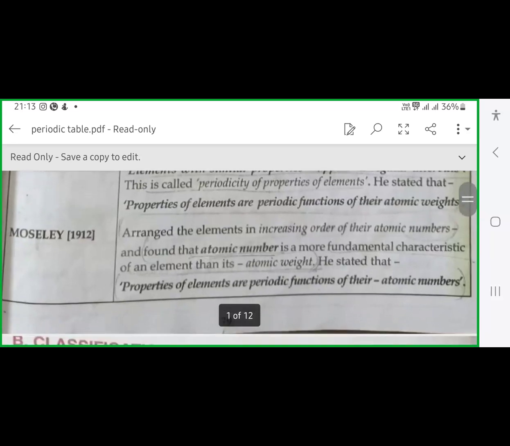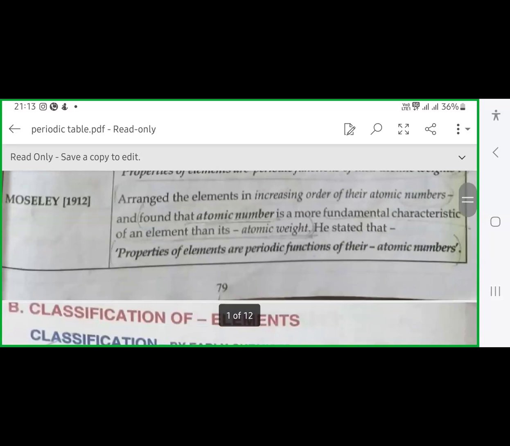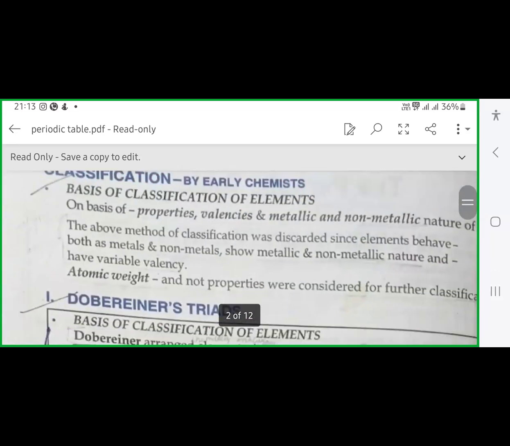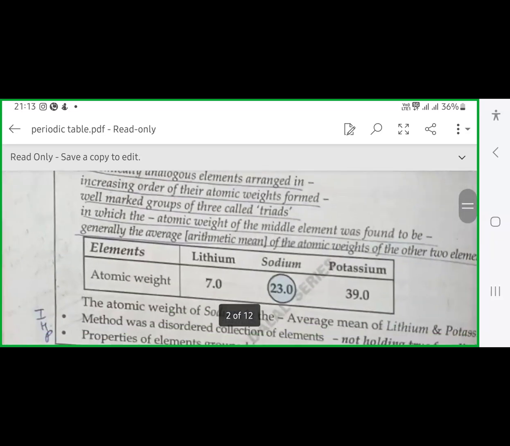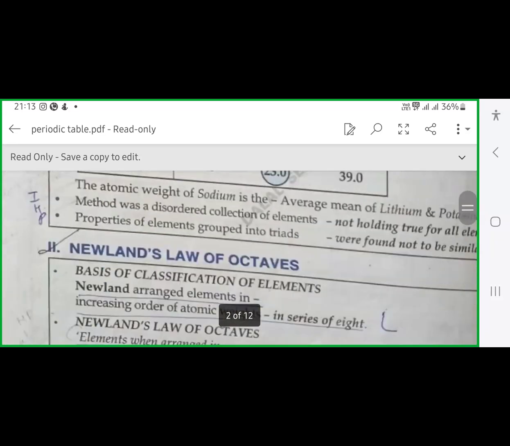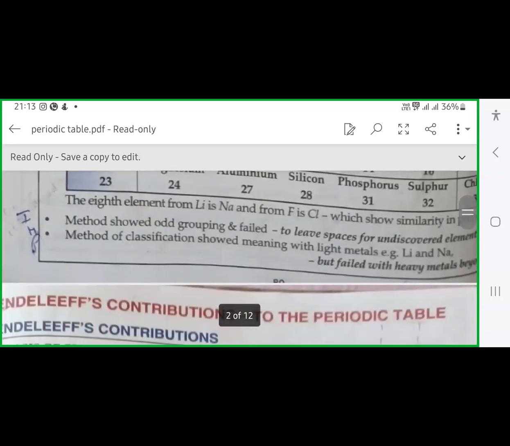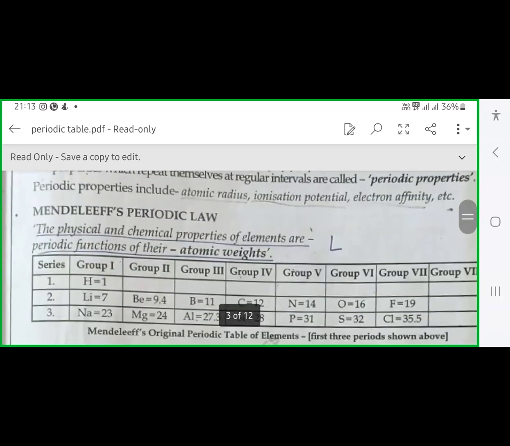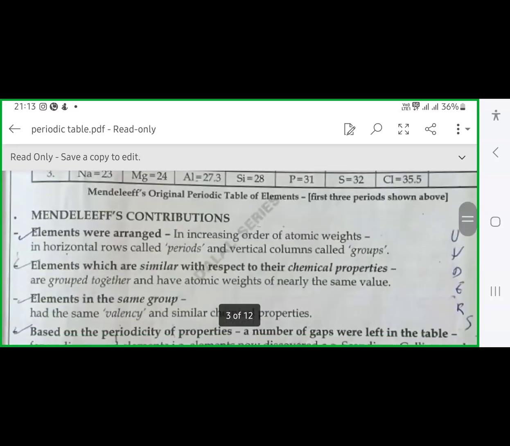Are you comfortable with the page number first, that is 79? Yes, sir. So Dobereiner, any problem? No, sir, we have discussed this. Comfortable? Newlands octave rule, any problem? No, sir. So the first two pages are comfortable. Yes, sir. Then Mendeleev's periodic table.